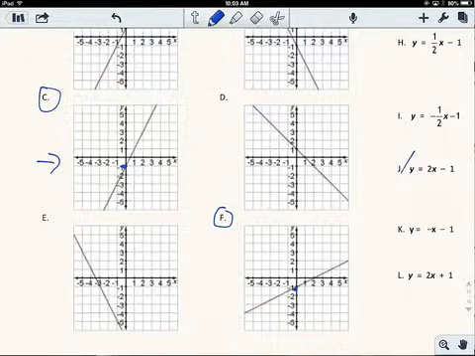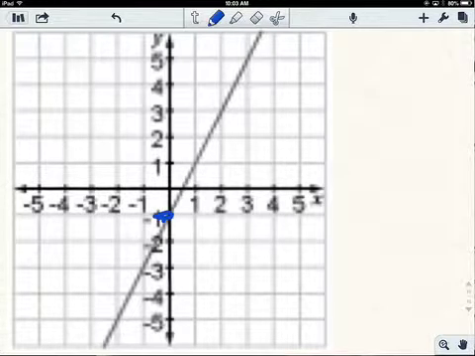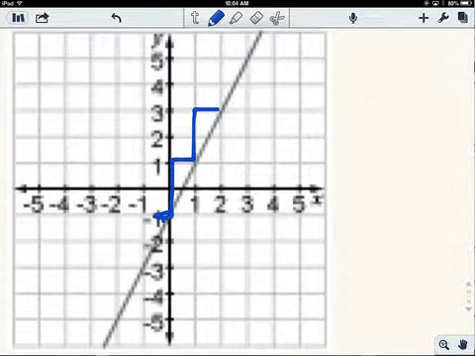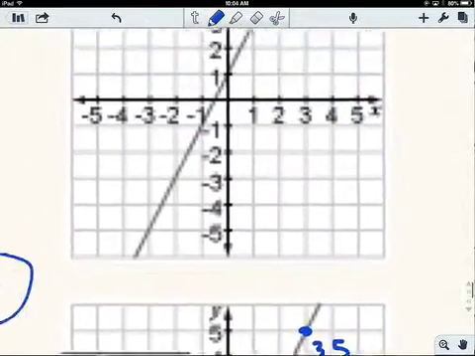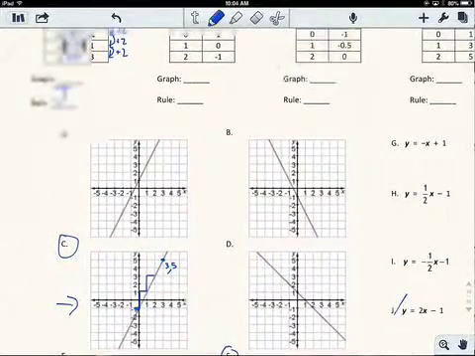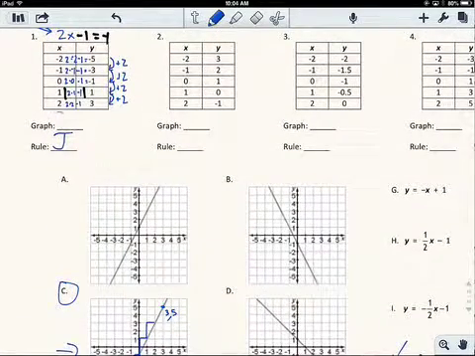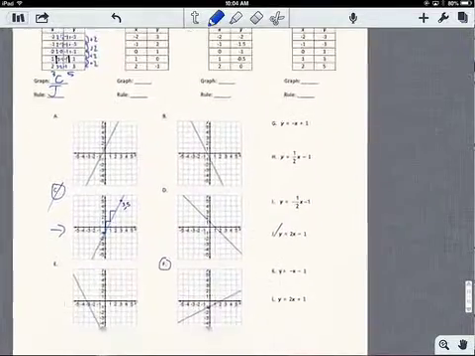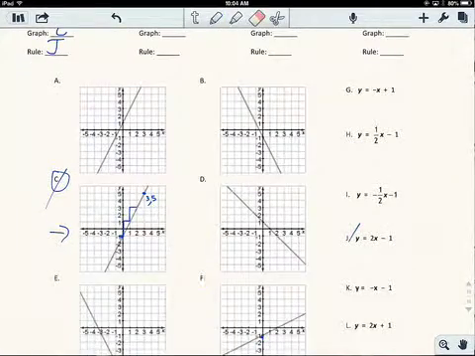So I'm going to look at how this one increases. This one seems to go up 2 over 1, up 2 over 1. I can also notice that it goes through the point, like right here, it goes through the point 3, 5. And in my table up above, if I were to add a row, I would get 3, 5. So C must be the correct one. So I'm going to go ahead and cross that one off now. And I'll erase my marks here.